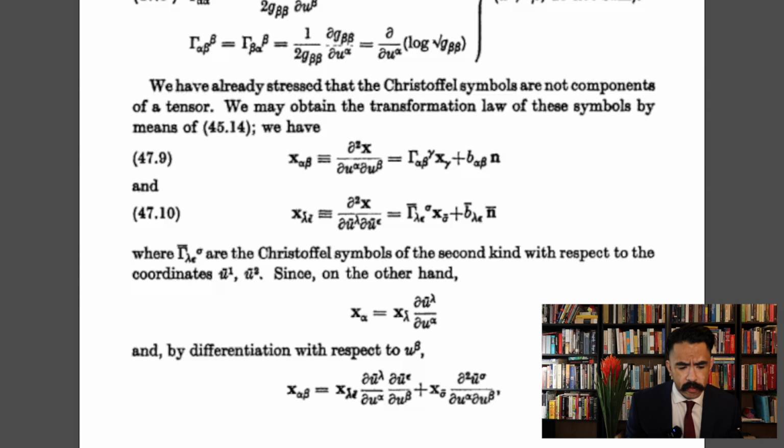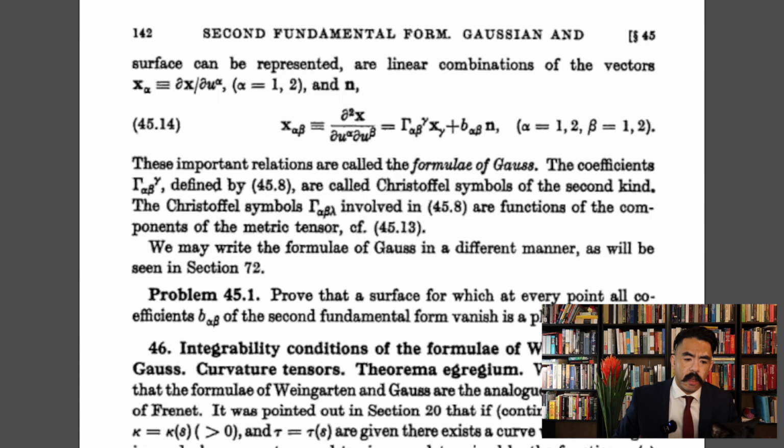We have already stressed that the Christoffel symbols are not components of a tensor. We may obtain the transformation law of these symbols by means of the formulae of Gauss. Namely, x sub alpha beta, which is partial squared x partial u alpha partial u beta, is equivalent to Christoffel sub alpha beta superscript gamma times x sub gamma plus b sub alpha beta times n, where alpha can be 1 or 2 and beta can be 1 or 2.